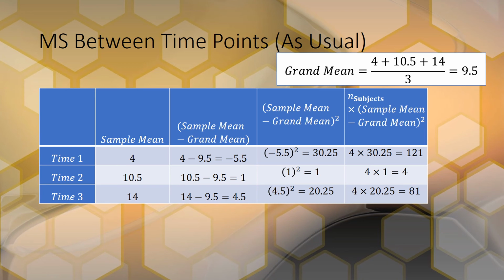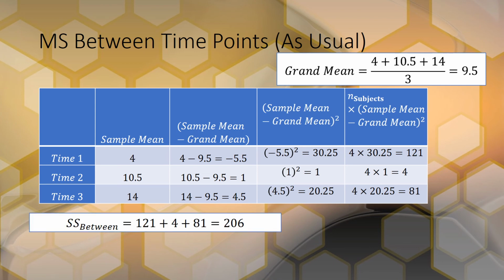So instead of doing it for each observation, we're going to multiply the squares by the number of subjects. So here we have 4 subjects, so 4 times 30.25 is 121. 4 times 1 is 4, and 4 times 20.25 is 81. And then you want to add all those up. So we have 121 plus 4 plus 81 is 206. So that's the sum of squares between.